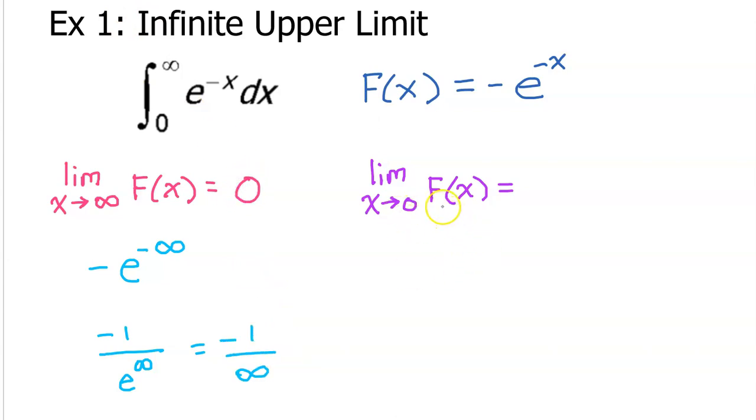We can find the second limit by direct substitution. We have negative e to the 0 power. E to the 0 is 1, so this is negative 1.